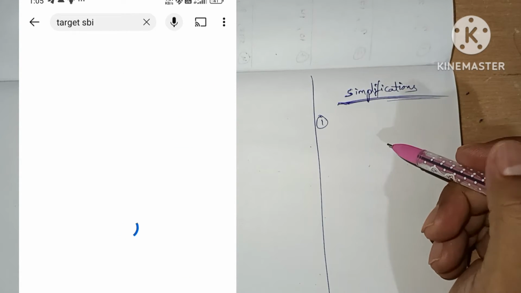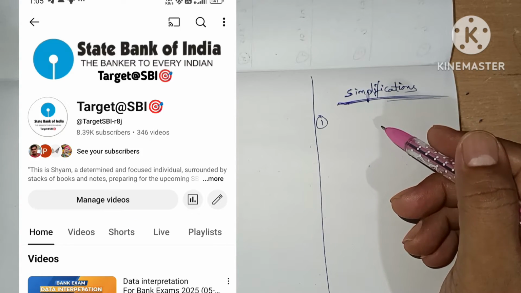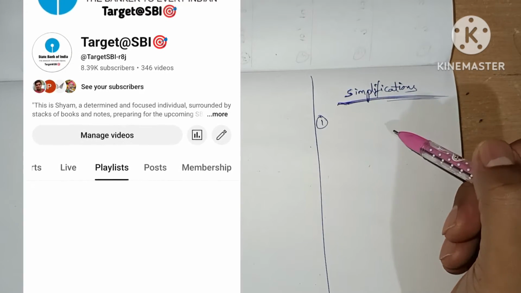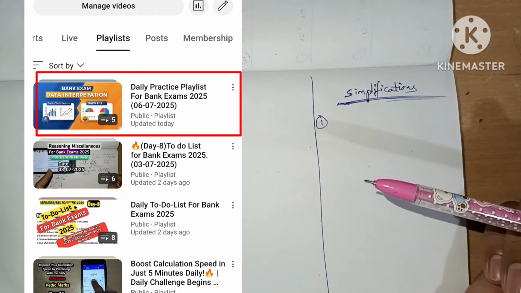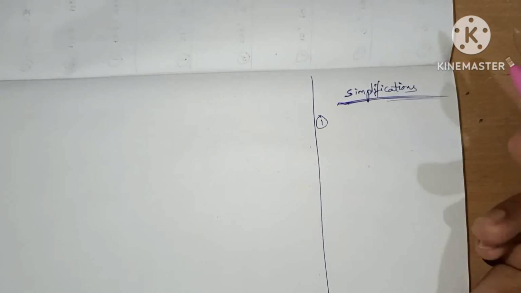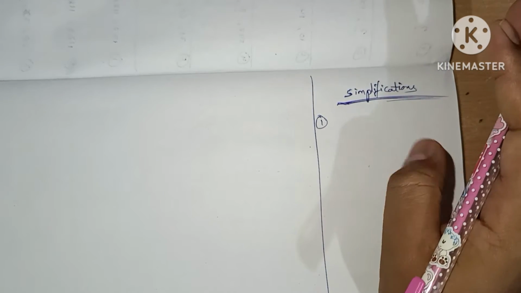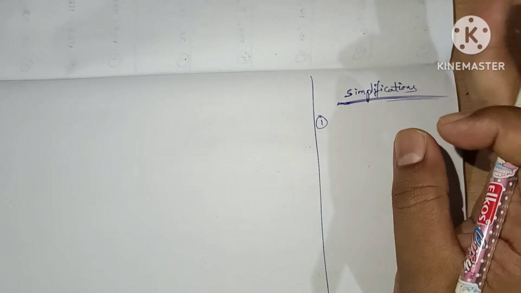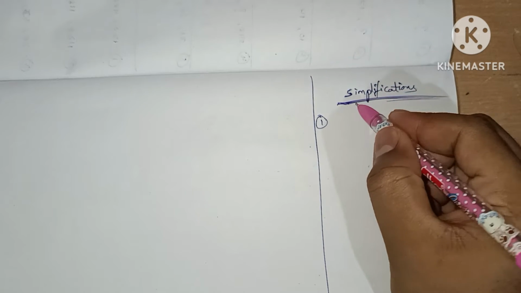In this video, we are going to see daily score boosters of Quant, and it is one of the videos of this playlist. In this video, we are going to see simplifications, quadratic equations, missing number series and wrong number series. Let's start with the simplifications.